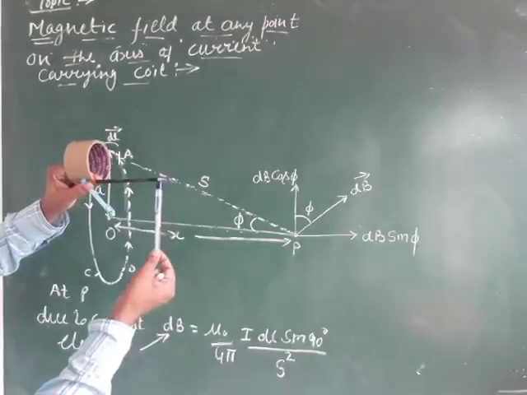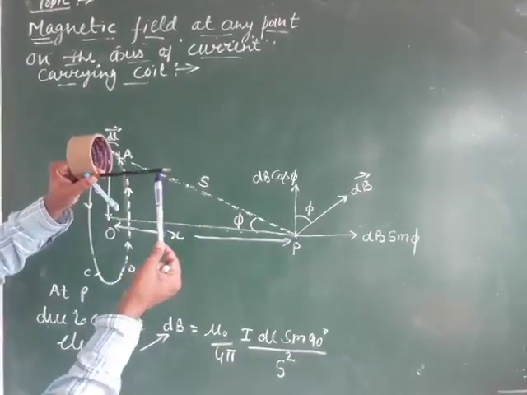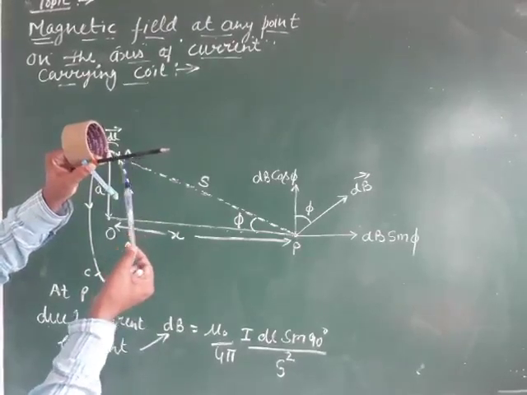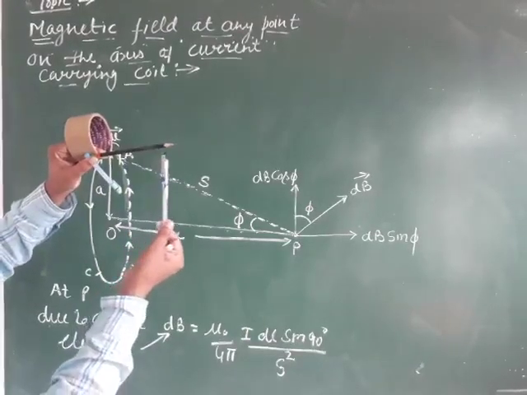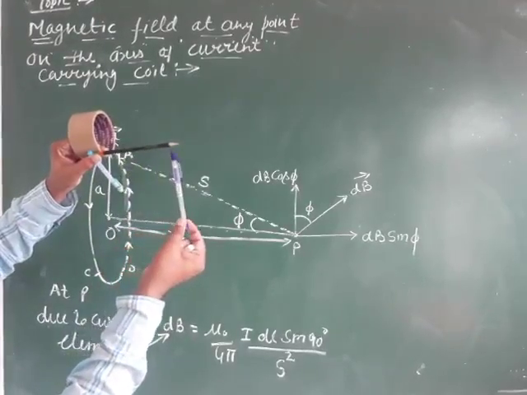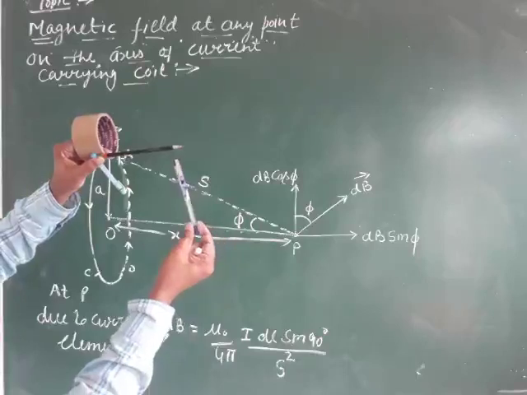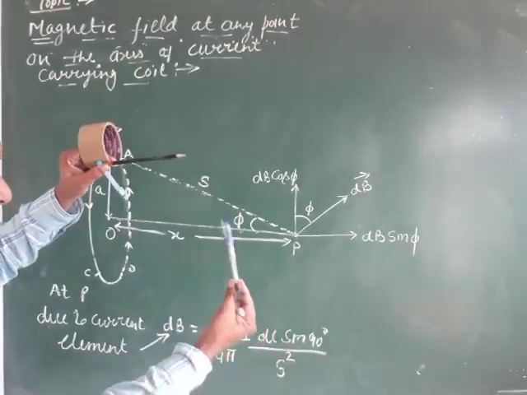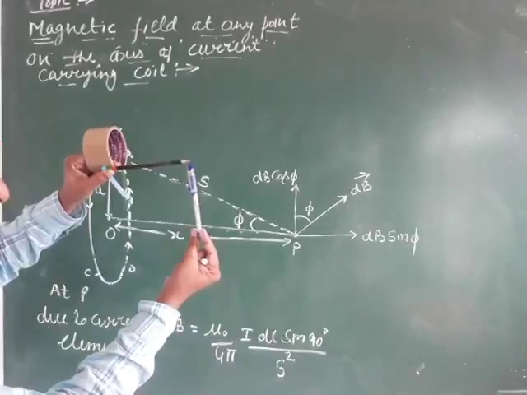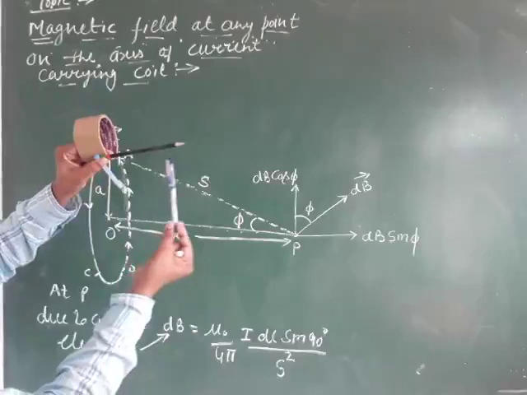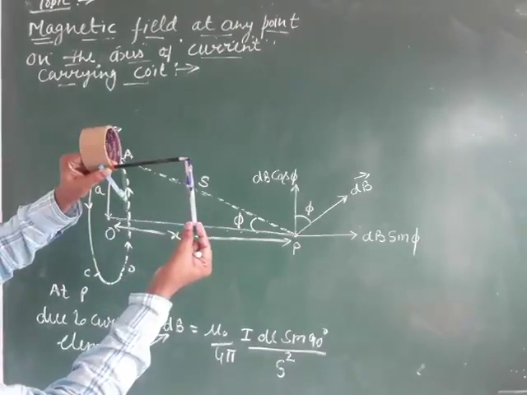See here, from the current element to the displacement vector. So in this way, current element here and displacement vector here. So how will you rotate the pen? I have to rotate the pen from here to this side. So the direction of the magnetic field is coming in the plane of the blackboard. Okay, and perpendicular to the displacement vector also, so the direction is coming perpendicular to both.